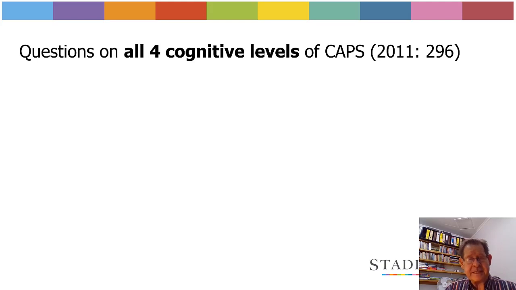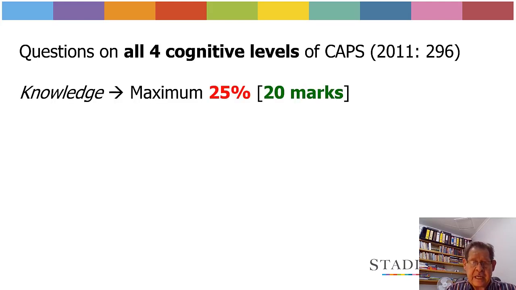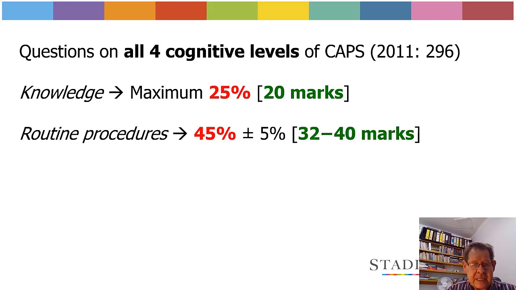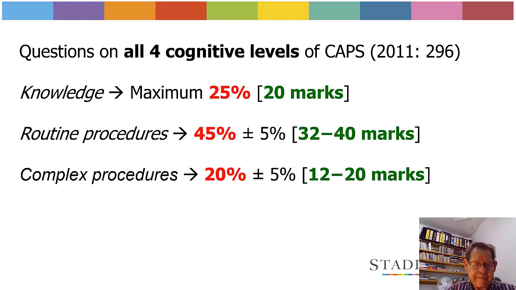Questions should be set on all four cognitive levels of the CAPS document. The first level is knowledge, maximum 25%, about 20 marks. The next level, a higher level, is routine procedures, 45%, perhaps between 40 and 50%, 32 to 40 marks.